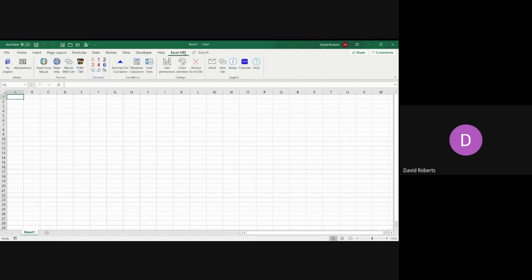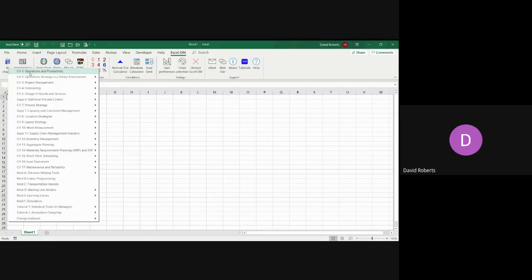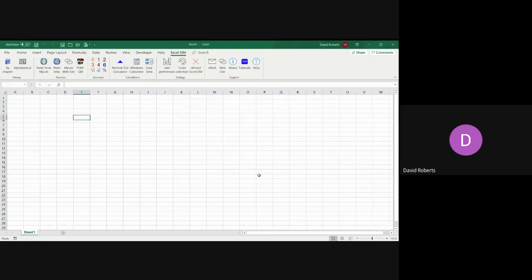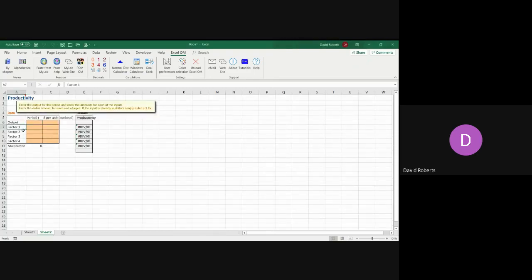So when we select our Excel OM from chapter number 1, the number of inputs are 4. The number of time periods is only one time period. It happens to be per day, but we can label that or not. So in this particular case, the first factor is labor. The second factor is raw materials, energy, and finally, capital. Now the output for the period of time is 1,000 tires.